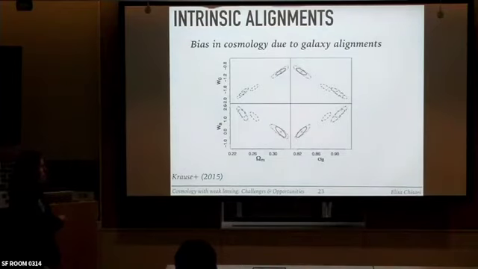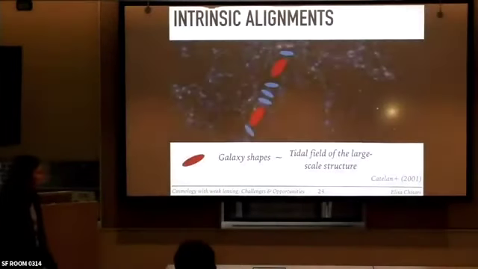So if the true universe is here, and we forget to model the intrinsic alignments, then we could end up several sigma away from the true universe. So we need to include them. What do we know about them?